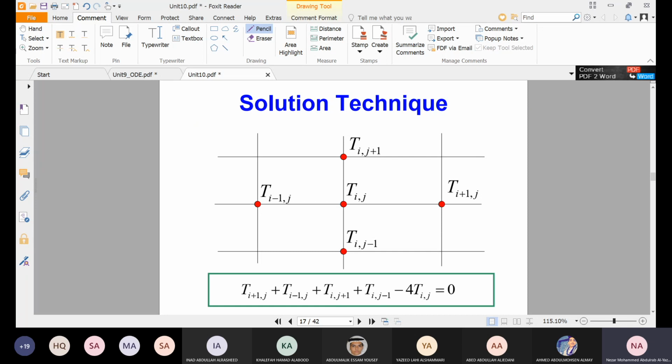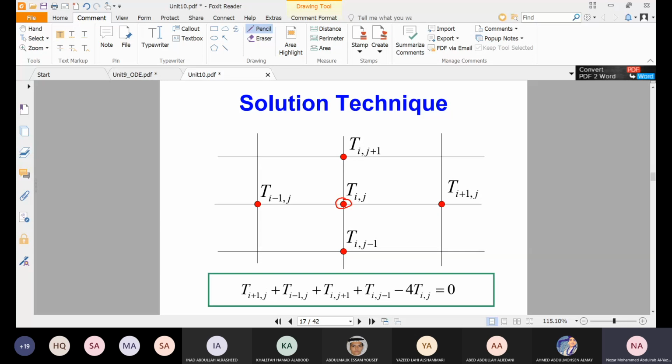So, for example, this is the technique. If you want to find the temperature at this node, we'll use this equation. You can see that to find the temperature at node T i j, we use the 4 nodes around it.